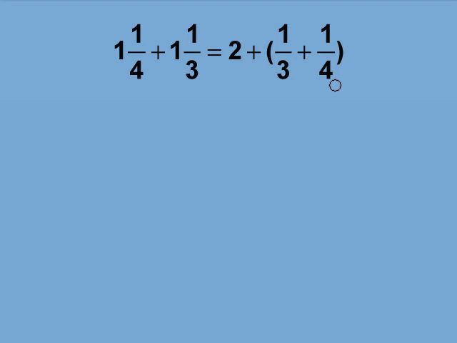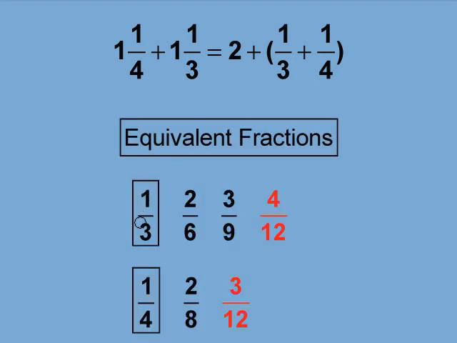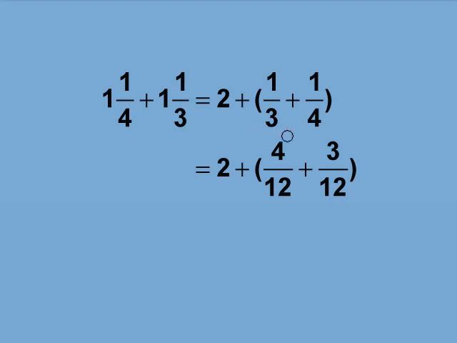We generate a set of equivalent fractions for 1/3 and 1/4 until we find a common denominator of 12. We can now add the fractions. We combine the fractions and then add the fraction sums to the whole number. The result is the mixed number 2 7/12. Let's look at another example.